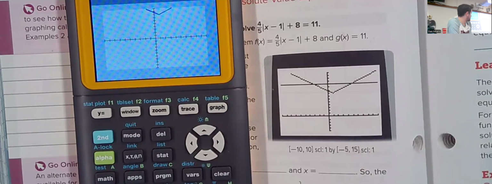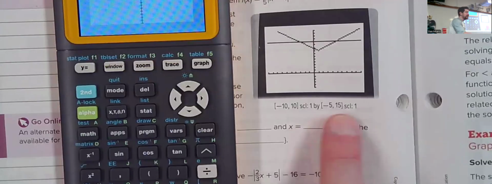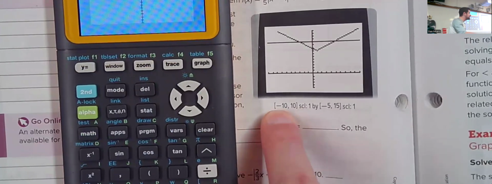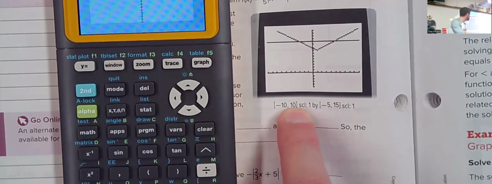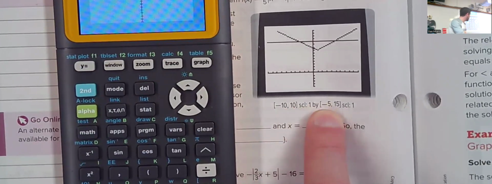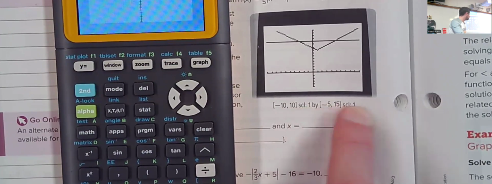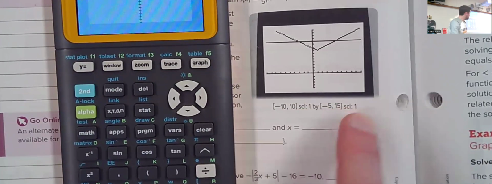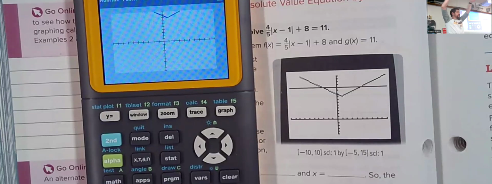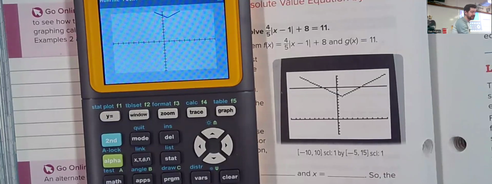So if you notice down here, every single time it's going to tell you the window settings. So this is saying that the x-axis is going from -10 to +10, and they're going up by 1 each time. This is saying that the y values are going from -5 to +15, going up by 1 each time. So let's adjust our window to be able to see where y equals 11, because that's above. It's up here somewhere off the screen right now. So push the button that says window.